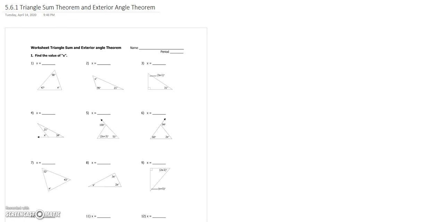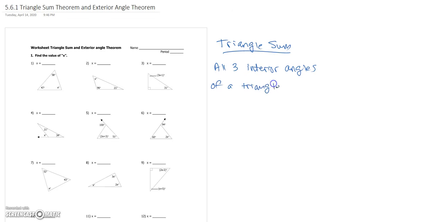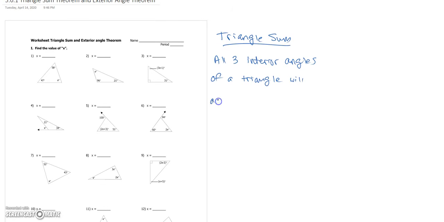Triangle sum theorem you might not know by name, but you know it in practice. So let's talk about that first, triangle sum theorem. All this means is that all three interior angles of a triangle will always add to 180 degrees. So here's a triangle, call it triangle ABC.